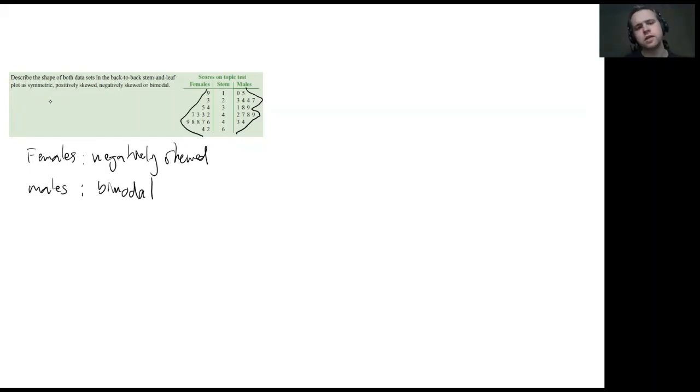Those are some examples of describing the spread in data sets.